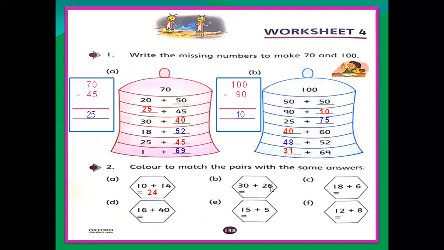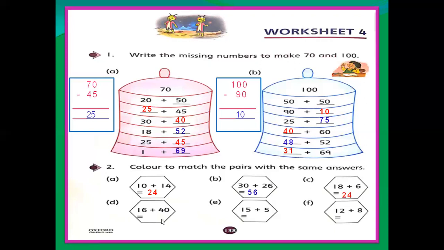B, 30 plus 26. 6 plus 0, 6. 3 plus 2, 5. So 56. Mean 30 plus 26 is 56. C part. 18 plus 6. After 18 count 19, 20, 21, 22, 23, 24. So what is the answer? 24. Next, D part.